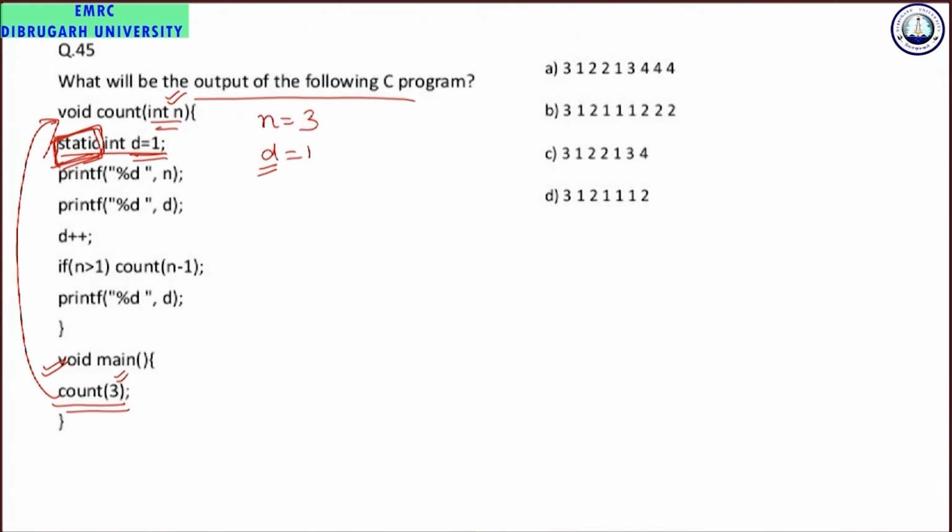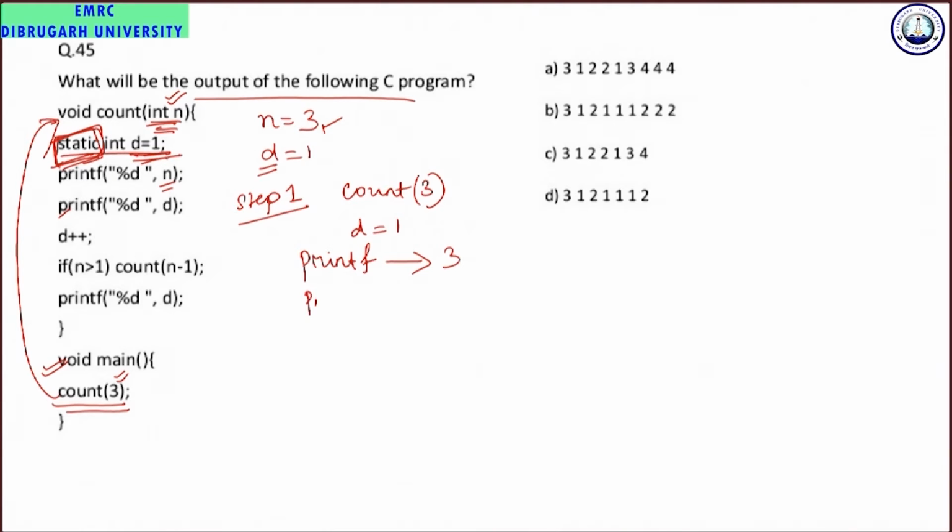Okay. So, coming to step 1. Here you can see count 3. Let us start from here, count 3. Then d is already declared as d is equal to 1. Then printf. From here what answer will you get? The answer for n is 3. So, you will get 3.